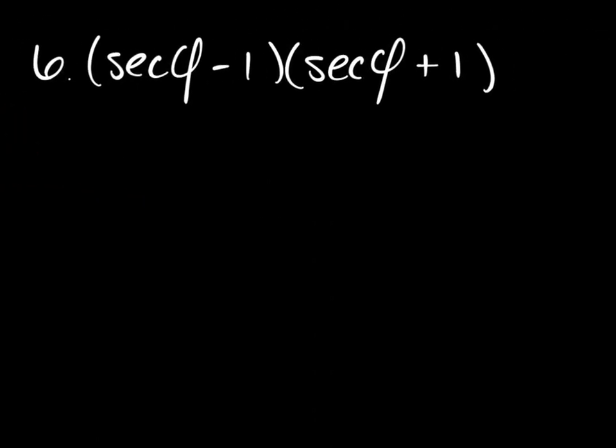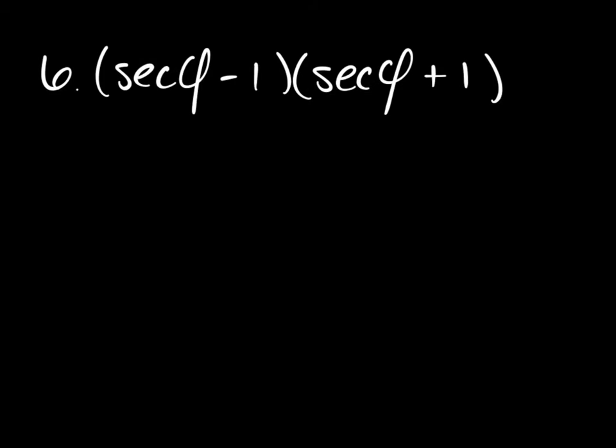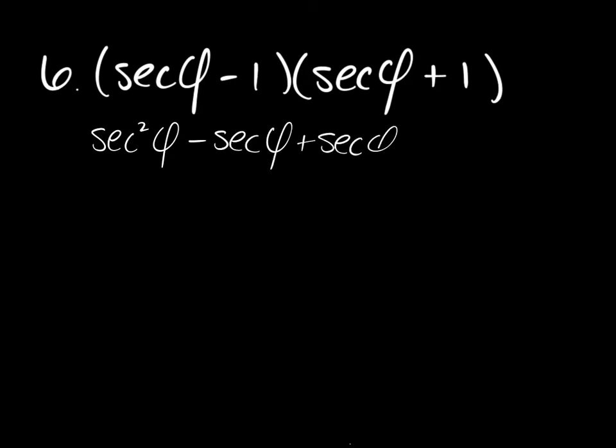Let's look at another one. For 6, we've got quantity secant of phi minus 1 times quantity secant of phi plus 1. So first thing I'm going to do to simplify is I'm going to FOIL. So I get secant squared of phi minus secant of phi plus secant of phi minus 1. Simplify. So we get secant squared of phi minus 1.